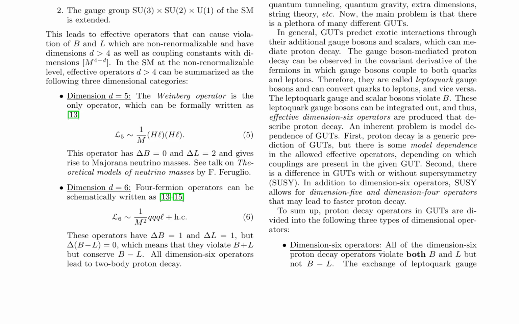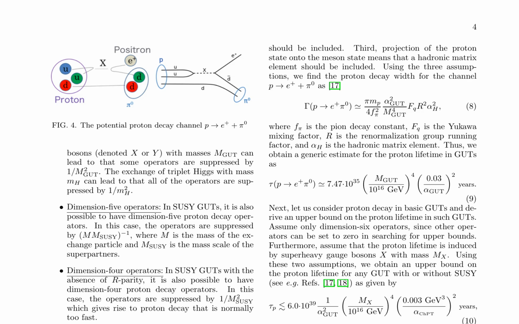Dimension 6 operators are emphasized, as they conserve B-L and describe proton decay through leptoquark gauge bosons. The paper also discusses dimension 5 and dimension 4 operators in SUSY GUTs, which can lead to faster proton decay. A key point is the dependence of proton lifetime on the GUT scale and the gauge coupling constant.